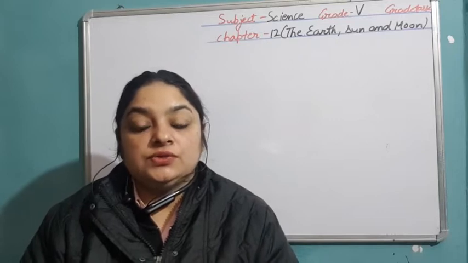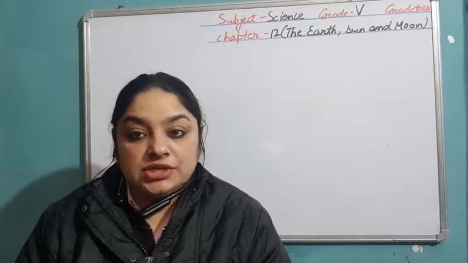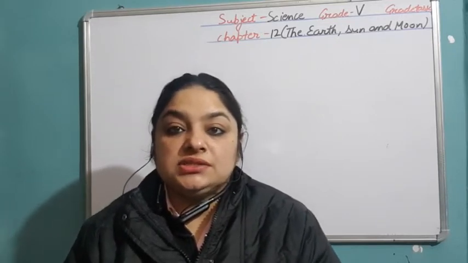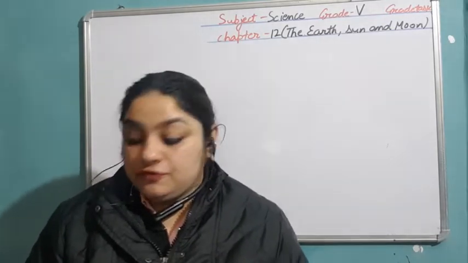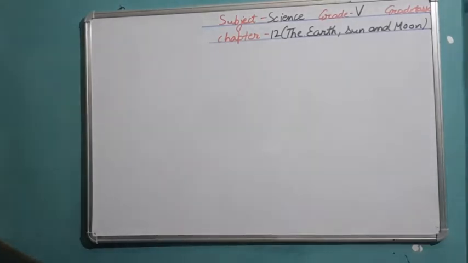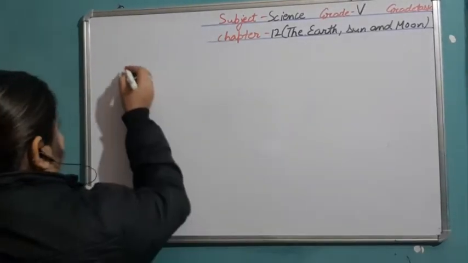So today we'll do the back exercise and question answers of chapter 12, the earth, sun and the moon. First of all, on page number B43, let's recall is given.